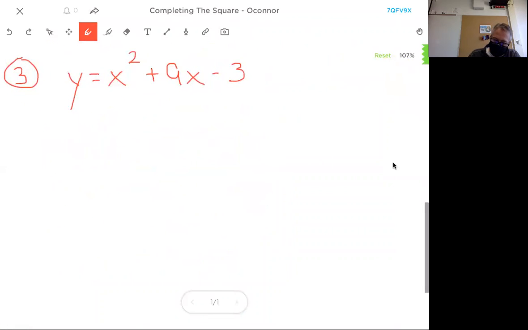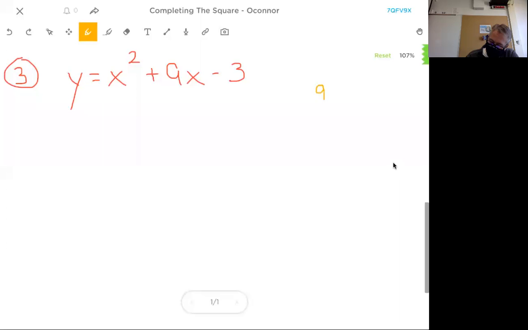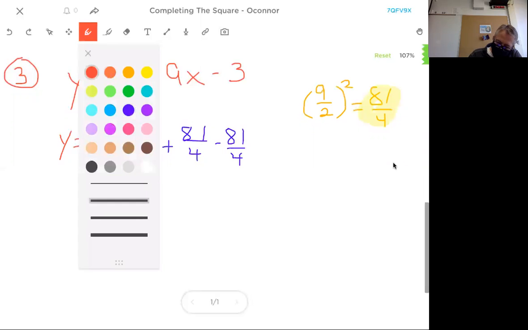My magic number: I'm going to do half of the b term, which is 9/2, squared is 81/4. That is the magic number, 81/4. So we have y equals x squared plus 9x plus 81/4 minus 81/4, and then minus 3.